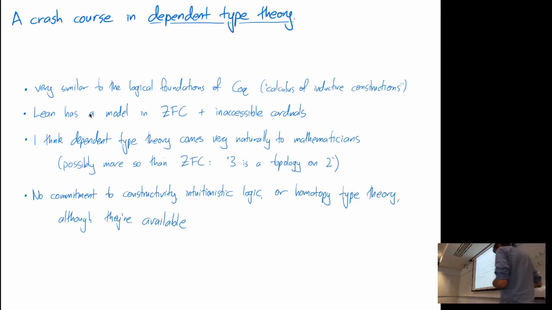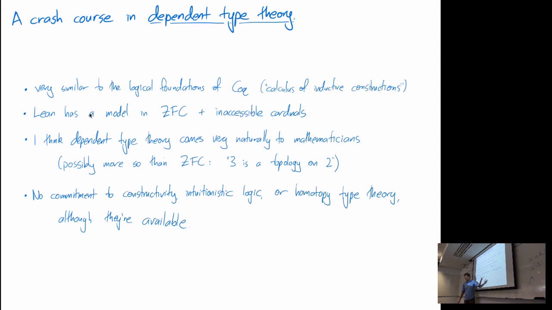And I think dependent type theory, although officially we don't use it, is actually very natural to mathematicians. We're used to thinking of all our mathematical objects as having types, and we don't get confused about the types of things, and we're used to the idea that types can depend on data in exactly this way. My favorite example, that convinced me at least that I already knew dependent type theory before anyone told me about it, is this sentence here: 3 is a topology on 2. Okay. That's ridiculous. I mean, 3 is an actual number. It can't be a topology.